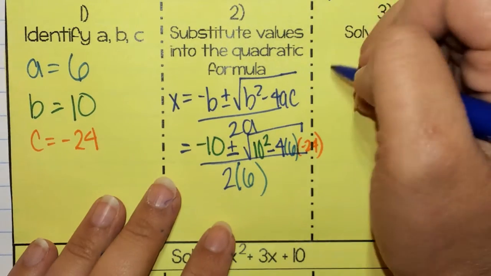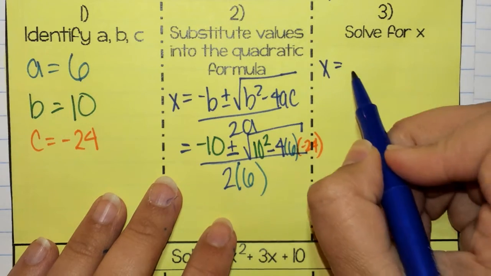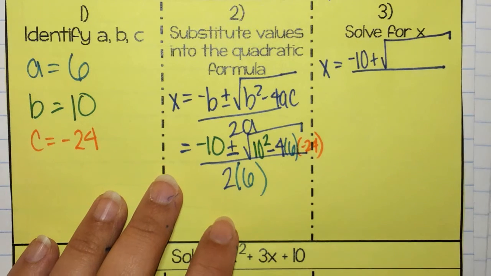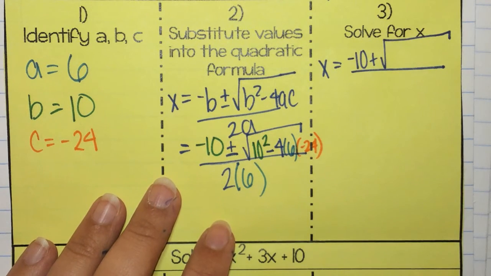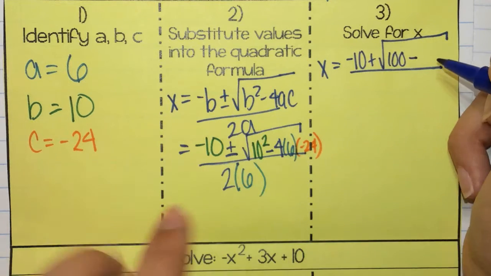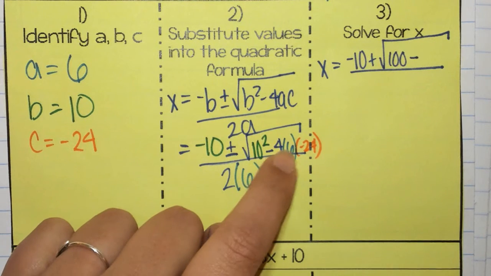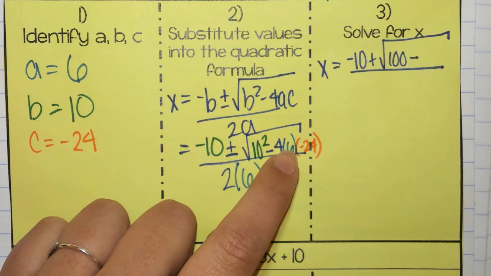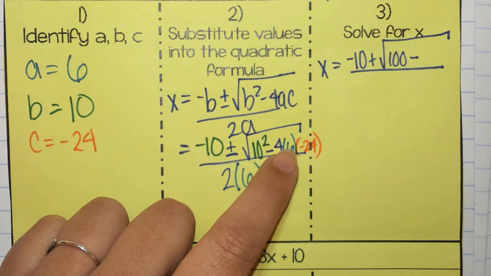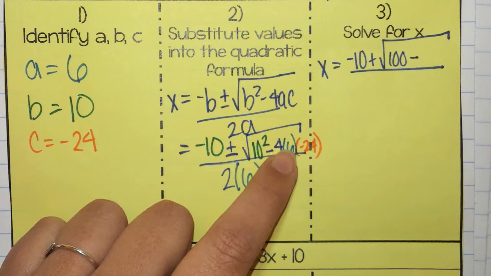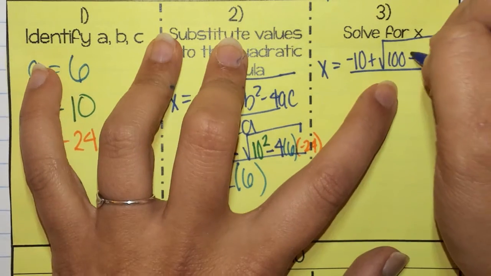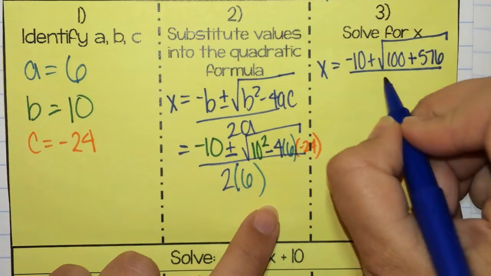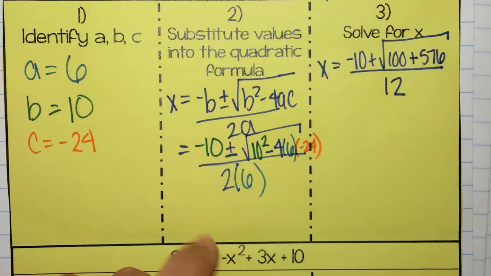So we start with X equals. And the top one's going to be our plus. Okay? So we have negative 10 plus the square root. What's 10 squared? 100 minus, maybe minus. What's negative 4 times 6? 24. And what's negative 24 times negative 24? Positive. It is positive something, but what's that something? 576. Divided by 12.